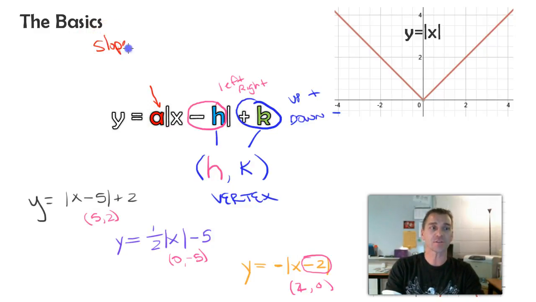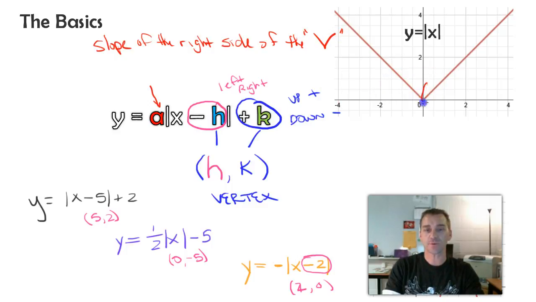It represents the slope of the right side of the quote-unquote V. It represents this piece right here, the slope of the right side of the V. Now, here's something you definitely need to write down, too.